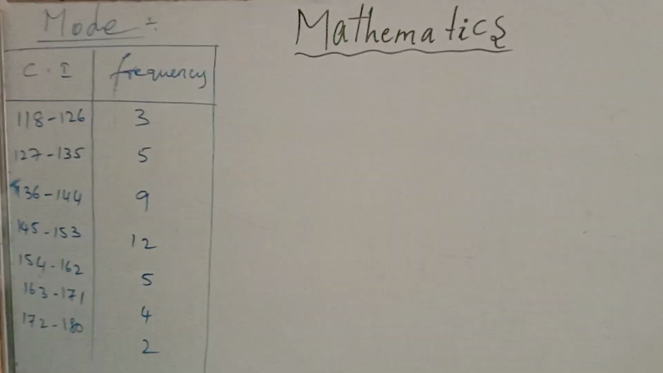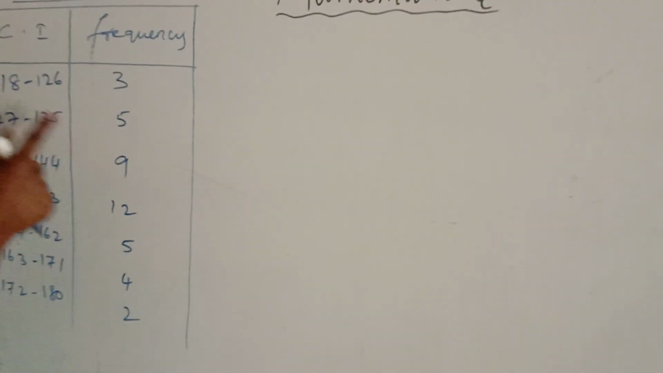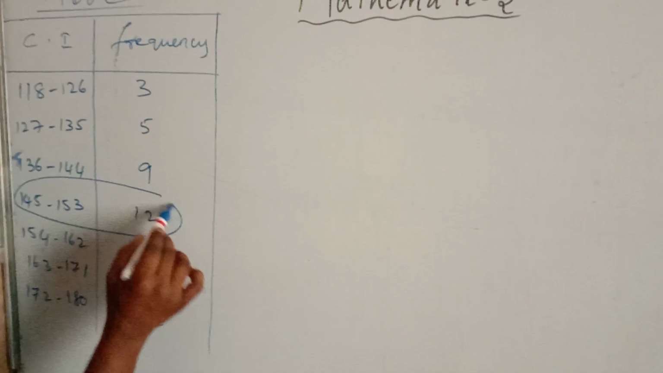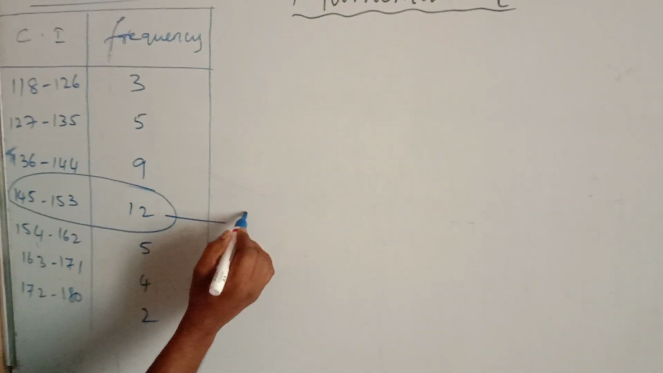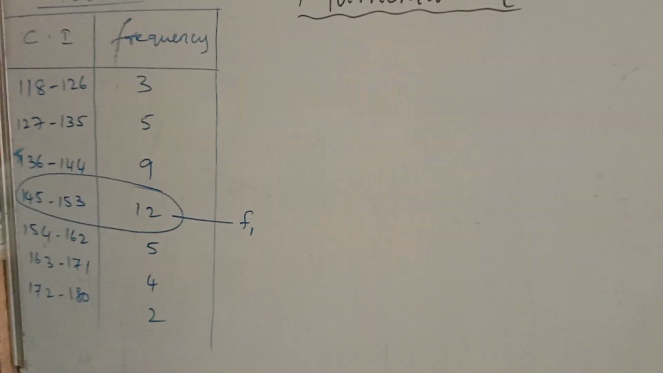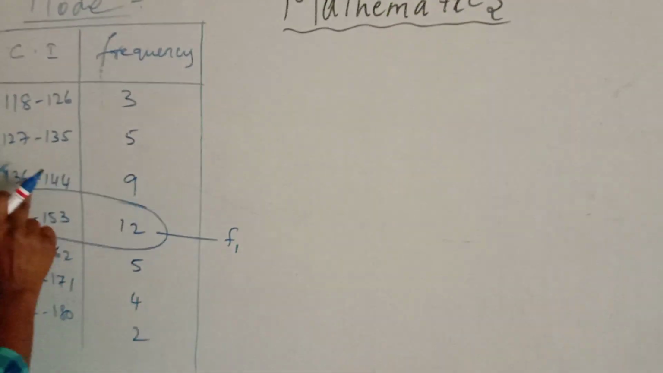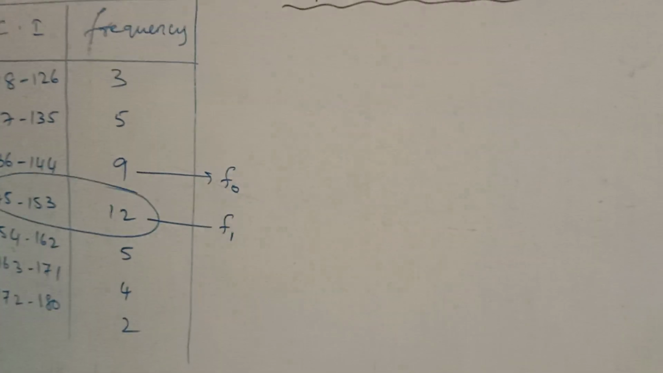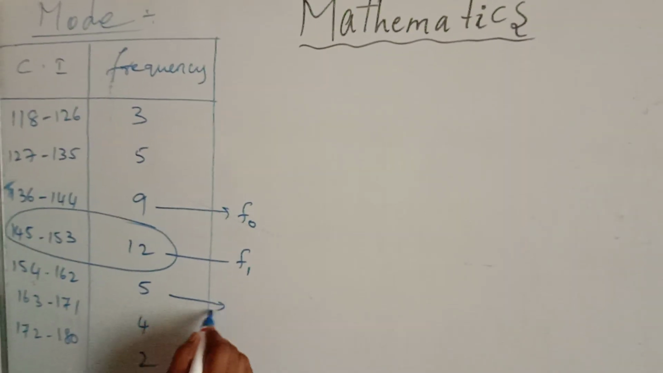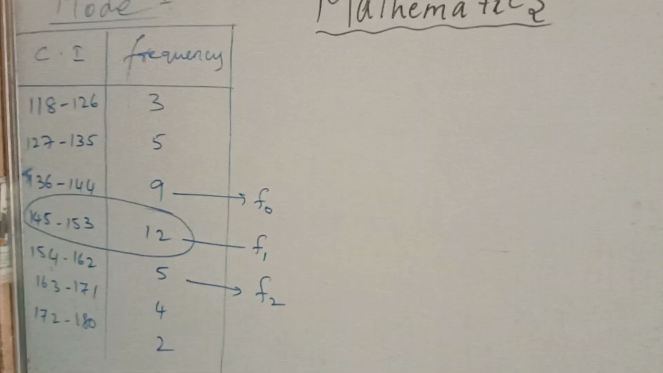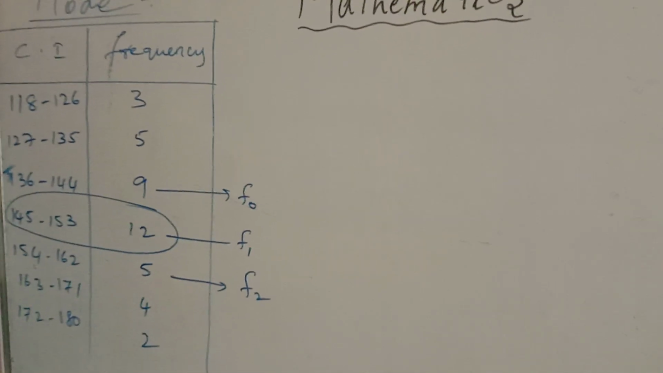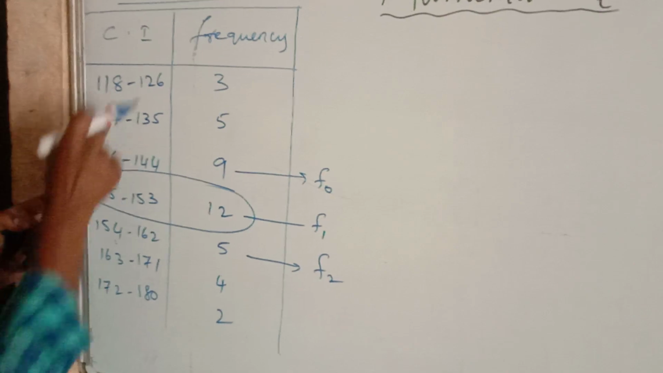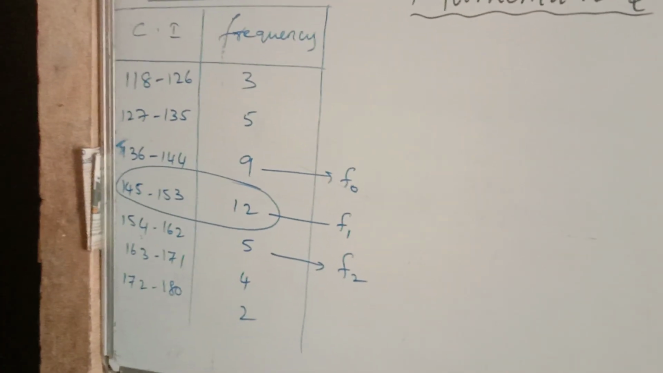These are the frequencies. If you observe clearly, what is the highest frequency? The highest frequency you are getting is 12, which I am considering as F1. F0 is the preceding frequency of the modal class, and F2 is the succeeding frequency of the modal class. And wherever you are getting F1, beside that the class interval gives the L value.